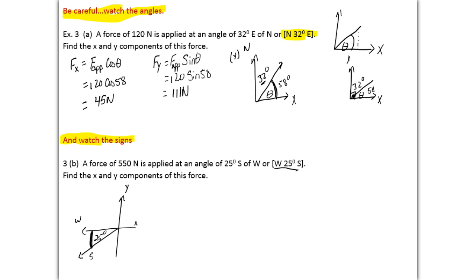So this force is 550 newtons. So you're asked to find the x component of the force. So how much of the force is going on the x-axis here, and how much of the force is going along the y-axis. You know now that's the applied force times cosine of the angle. So the applied force is 550 newtons. Cosine of 25 degrees.